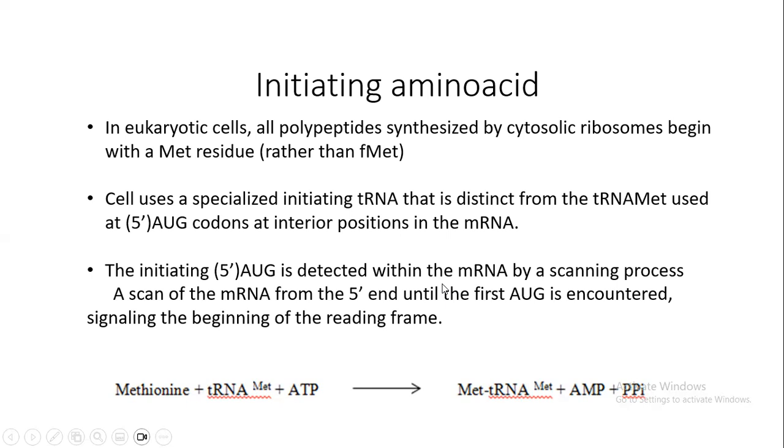There is a modification present at the 5' end, which is known as a 5' cap. So the 40S ribosome scans the messenger RNA from the 5' end till it reaches the first encountered AUG codon, which is considered as the start codon. And the reading frame of that AUG codon is also the one that is considered for the sequence.